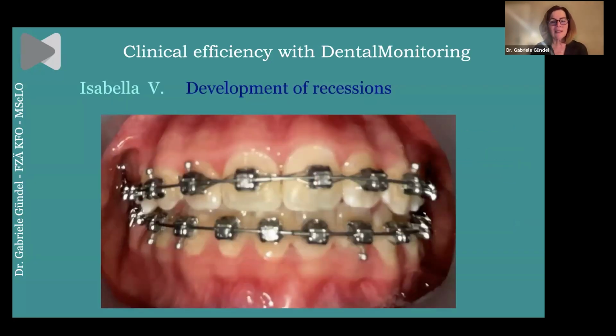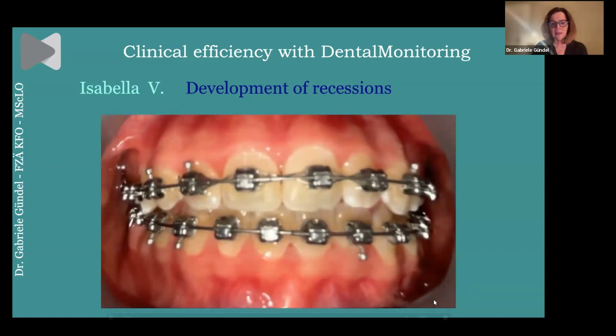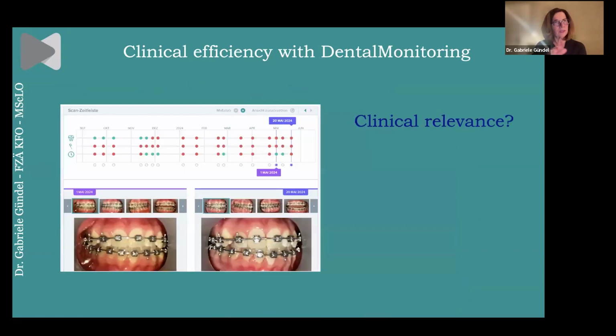Now, the next clinical example is the development of recessions. As I told you, this for me especially is a very, very important point. So look at this patient, look at the tooth 31. Here you see there is a recession developing. So from here, first May, to here, 20th of May. So in between 3 weeks, this recession is increasing.